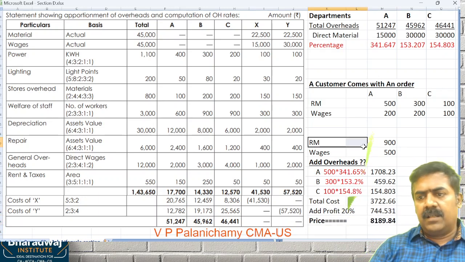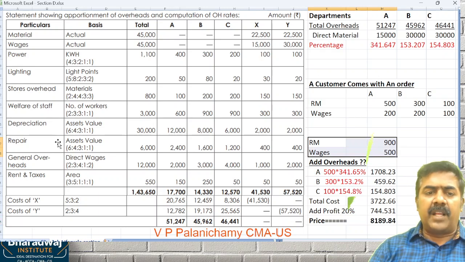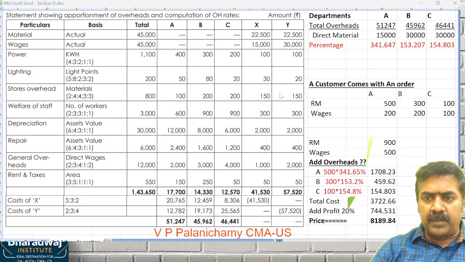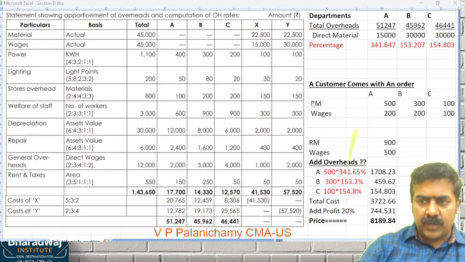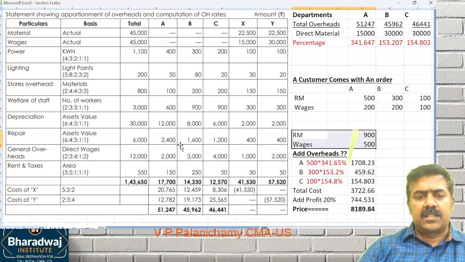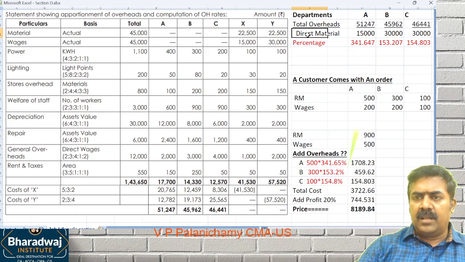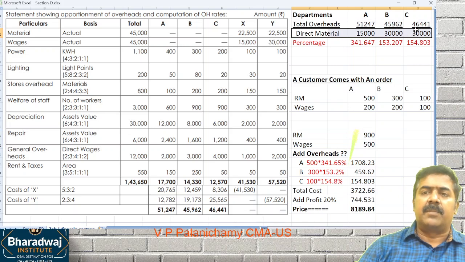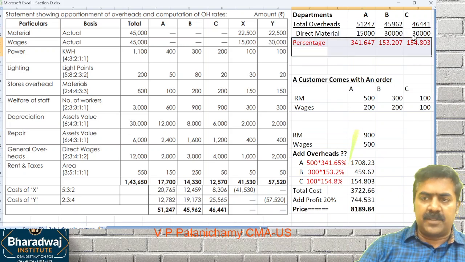I repeat. We have done primary distribution and got the total. What is total? A, B, C, X, Y total. Then we reallocated the cost of service department to the production department. 51,247, 45,962, 46,441. Total overheads we got. The overheads can be absorbed from the customer based on direct material. This is a percentage. Simple.